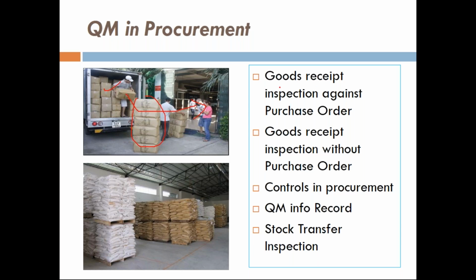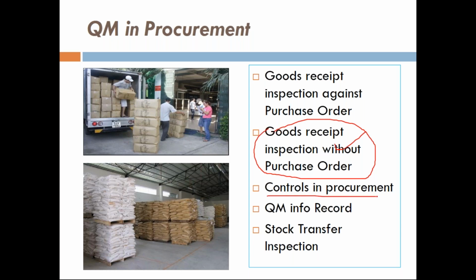So they do the quality inspection of incoming materials. How to do that? That is called goods receipt inspection against purchase order. When they do the goods receipt against purchase order, how to generate the inspection lot and what settings need to be done, all those things we will discuss. After that, goods receipt inspection without purchase order. Sometimes they will procure without a purchase order also, so how to do quality inspection at that time.